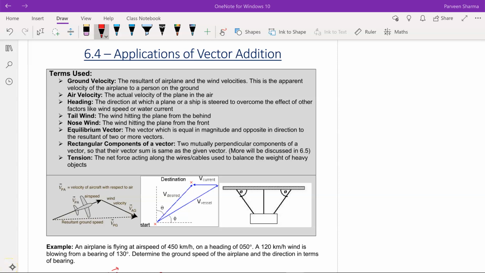Alright, so we will talk about how to approach the application questions involving vectors, addition or subtraction. We have some terminology which is commonly used. I'm going to talk about those things, and then we take a few examples to understand how to approach a vector addition application question. The only difference is that we don't have a diagram given, we have a statement given.